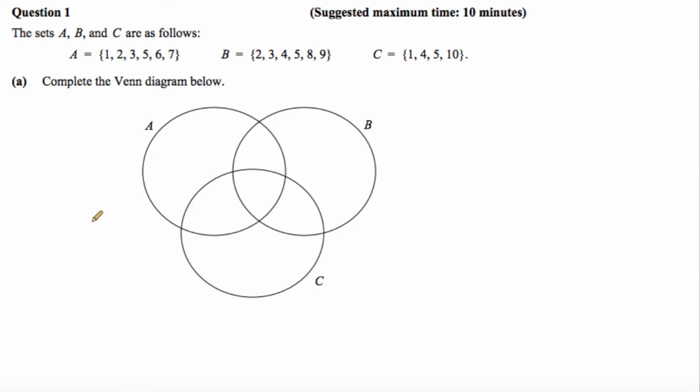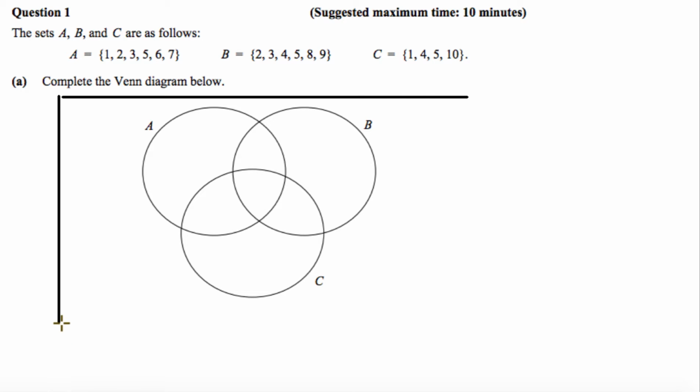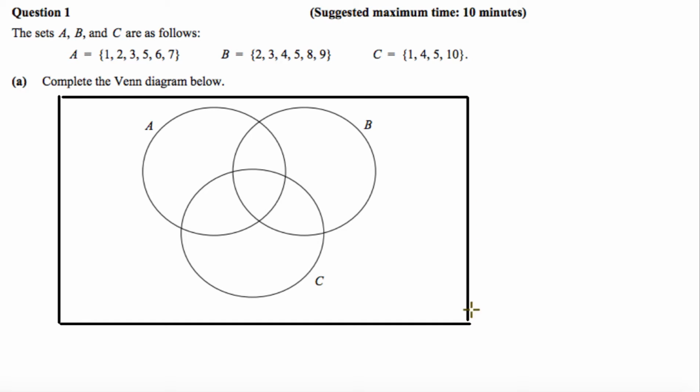Okay, well, before we start to fill in the Venn diagram, I suppose the first thing we should do is to make sure we have a box around it, so that we know the universal set would be everything inside here. We can call this U.